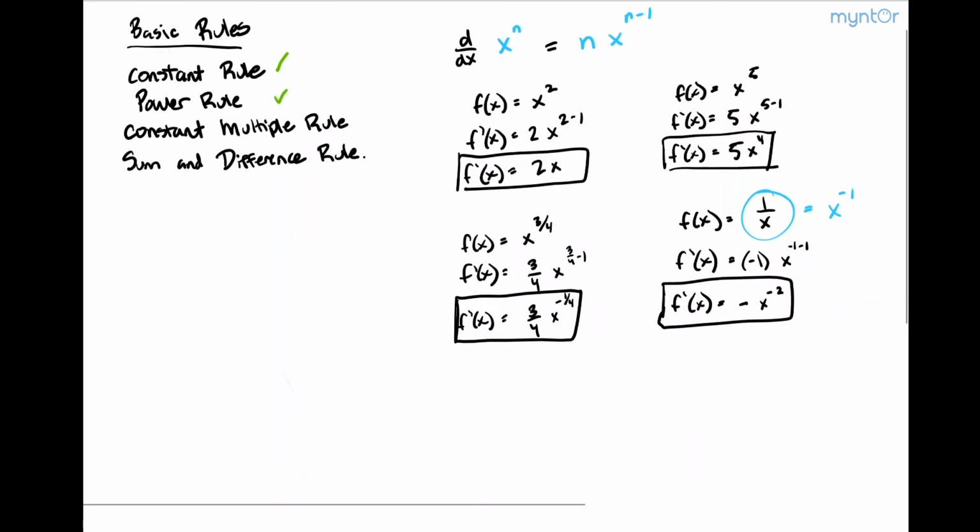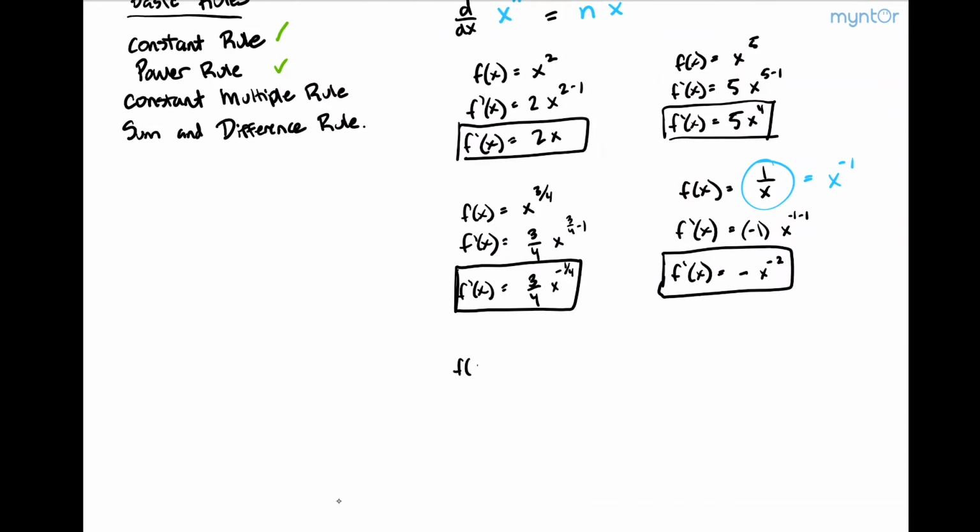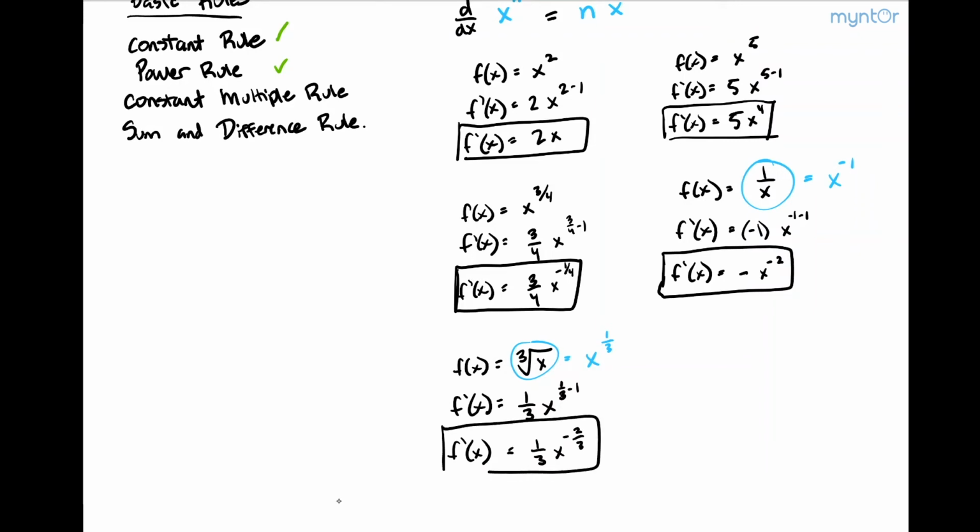I'm going to scroll down here for a second. Let's say that f of x is equal to the cube root of x. Well, we can rewrite the cube root as x raised to the 1/3 power. And so f prime of x is going to be 1 over 3 times x raised to the 1 over 3 minus 1, or f prime of x here is equal to 1/3 times x to the negative 2/3. And so let's just do one more example just to bring everything home.